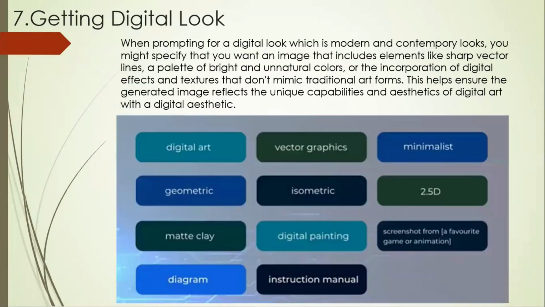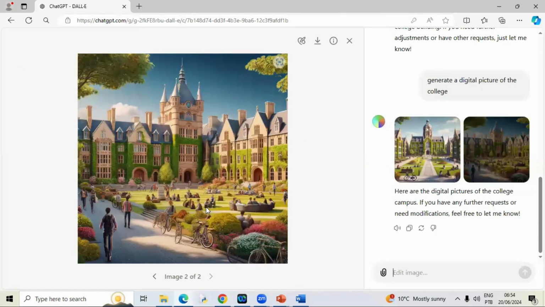Then getting a digital look. When prompting for a digital look, which is a modern and contemporary look, it means you are looking for something which is digital in nature, futuristic in nature, or you can say elements which are very sharp, with vector lines and very clean, unnatural colors used. So we call that the digital look. Let me give you an example. This digital painting looks very clean and updated, because digital pictures are basically high pixel pictures, so it is cleaner. That's how it is impacted.